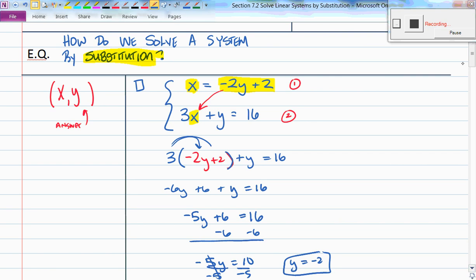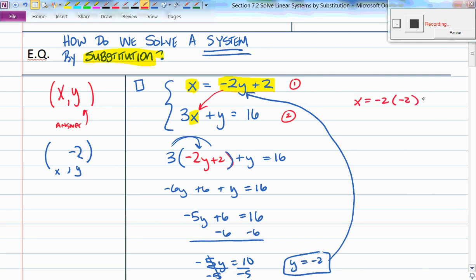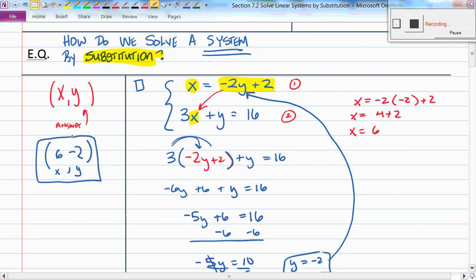Remember, the answer to a system of equations is a coordinate point, x comma y. So I've just figured out through substitution that y is negative 2, but I don't have the x part yet. So what I need to do is take my answer for y and resubstitute it back into the original one or any of these equations and solve for x. It says over here that x has to be negative 2 times negative 2, plus 2. So x has to be positive 4 plus 2. So x has to be 6. So it looks like the answer to my system is 6 comma negative 2.